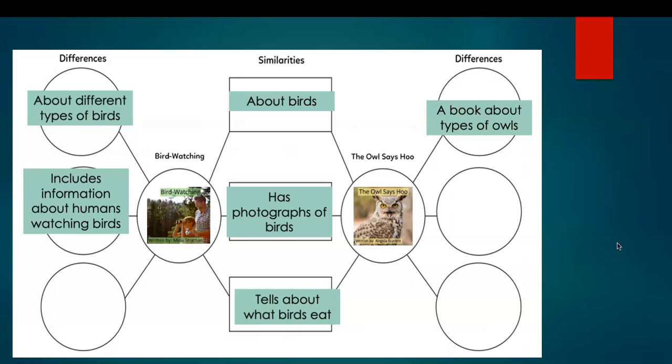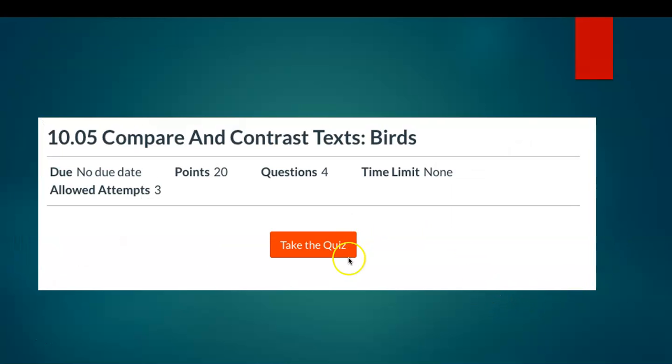Great job today, kindergartners. Okay, so the last thing you have to do today on Canvas is to take a quiz. So you're going to go to 10.05, compare and contrast text, birds, and you're going to take a quiz. You're going to answer questions about real-world connections, about the long I, and about similarities and differences, or comparing and contrasting.